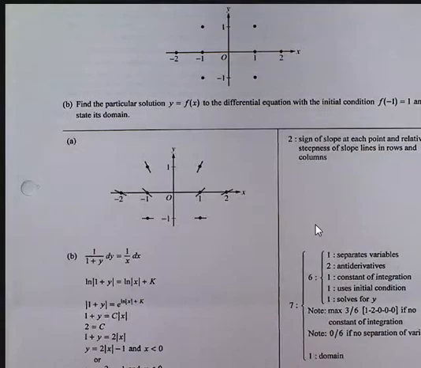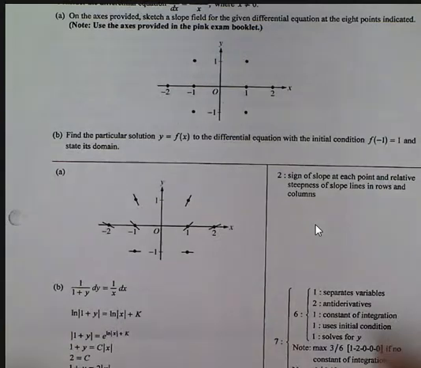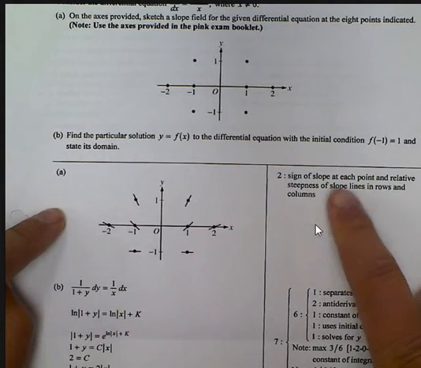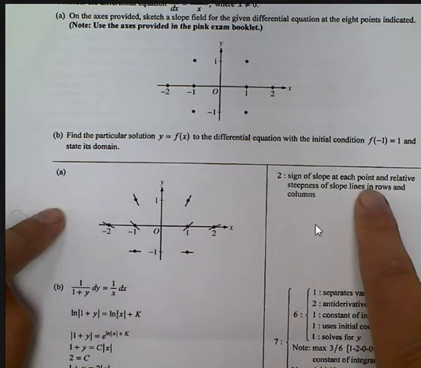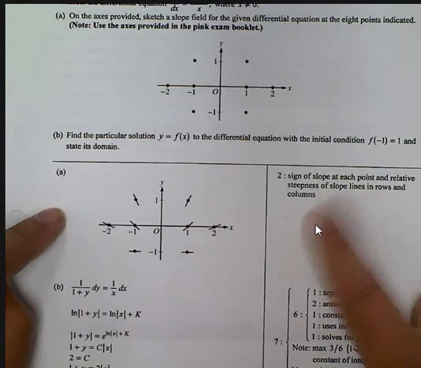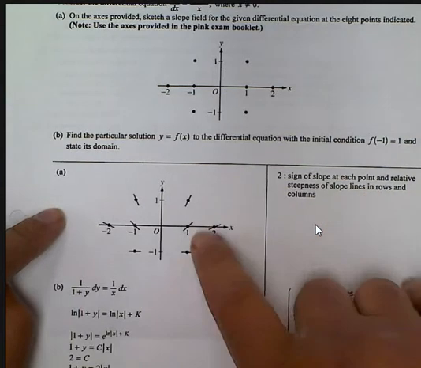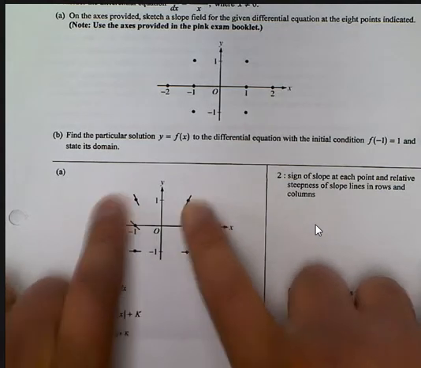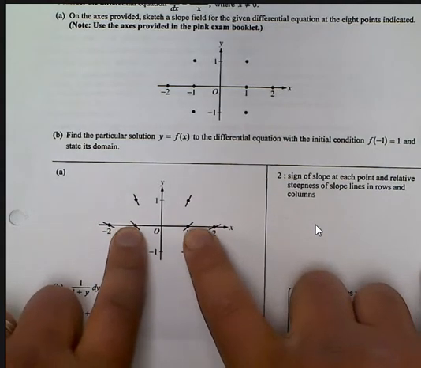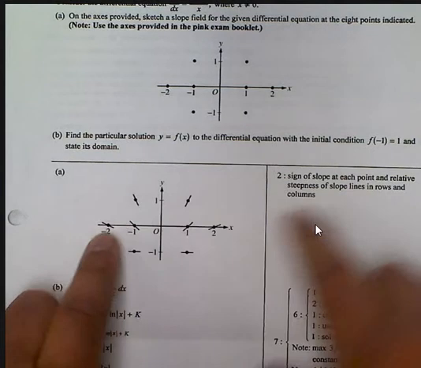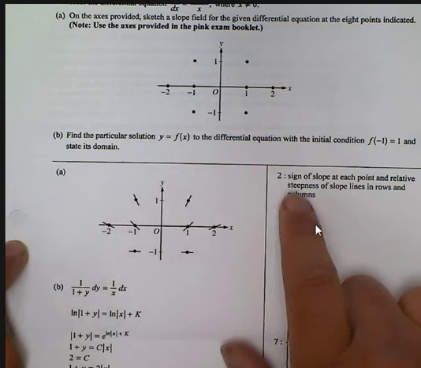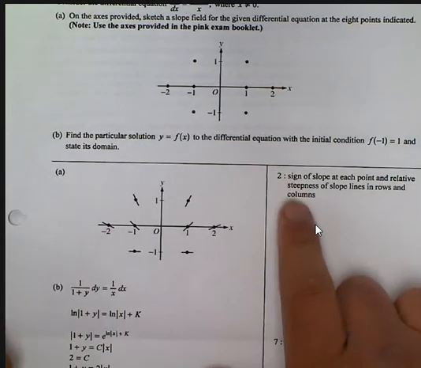So let's see the slope field. Just take a look at the slope field. You got 2 points for the sign of the slope at each point, and the relative steepness of the slope lines. That's interesting because these are not as steep as these. There has to be some sort of difference between these and the sign, as long as it's increasing. The last time we graded one of these, the rubric said only that it had to be increasing.